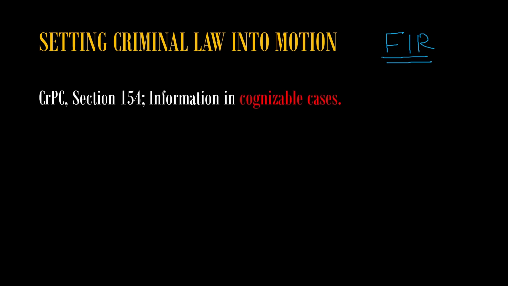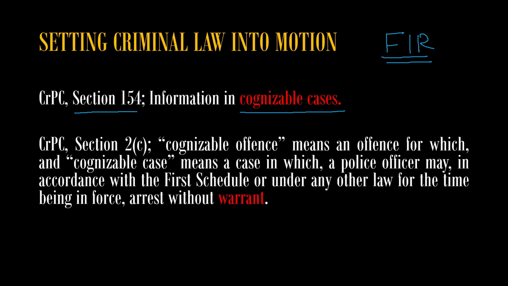The criminal proceedings are initiated by giving the information regarding the commission of an offence to a police officer, that is, by lodging an FIR. What we know as an FIR is CRPC Section 154, which is Information in Cognizable Cases. What are cognizable cases? They are the cases or offences in which a police officer can arrest without a warrant.